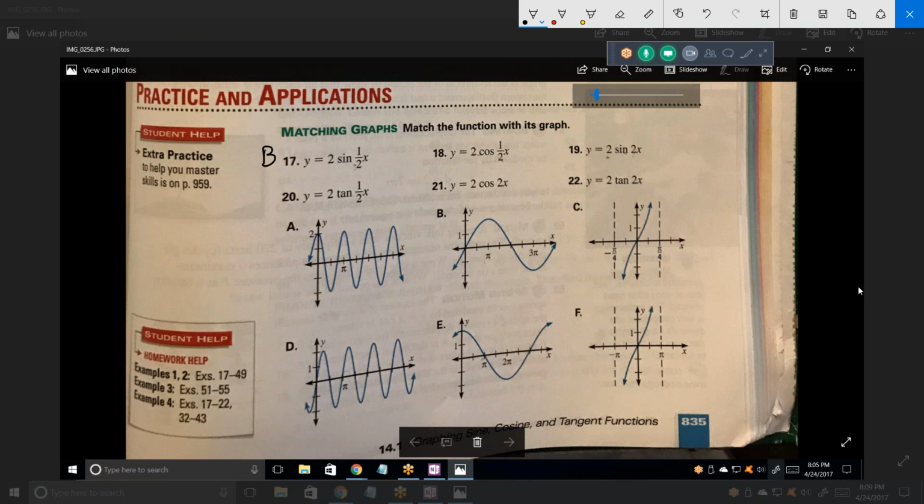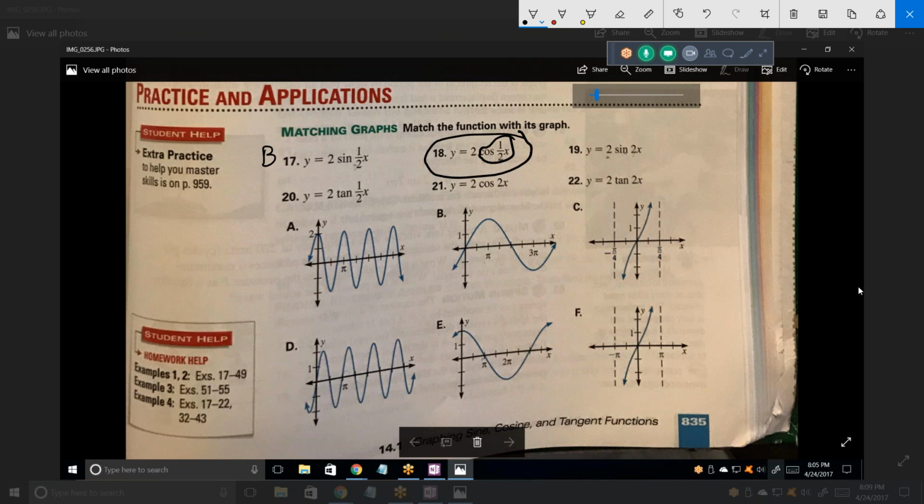Now let's look at 18. 2 cosine of 1/2 x. So what's the period? What was the period on the last problem when I had B as 1/2? It was 2 pi over 1/2, which was 4 pi. Well, it's the same thing. That period means it's 4 pi.